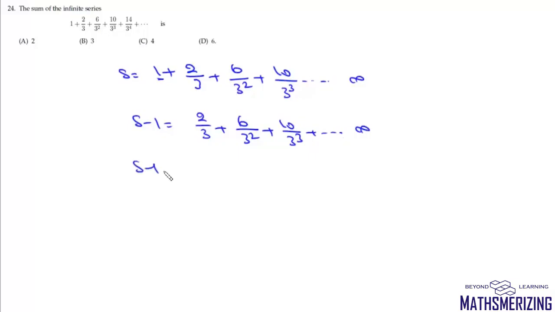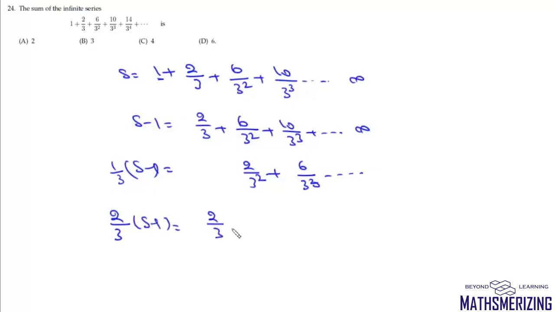This right hand side is an AGP. So what we'll do is we'll write the series again, but displacing it by one term. So it'll be 2/3, 6/3², and then we'll multiply it with its common ratio, which is 1/3. So it'll be 3² here and 3³ here. Now we'll subtract this second series from the first. We'll get (2/3)(S minus 1) equals 2/3 plus 4/3² plus 4/3³ up to infinity.